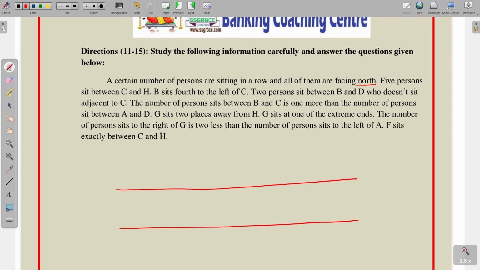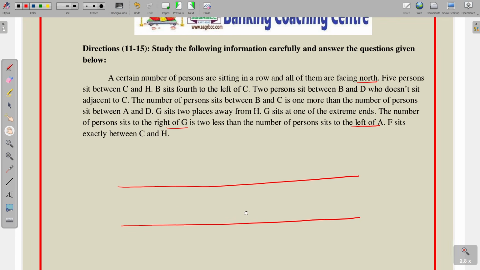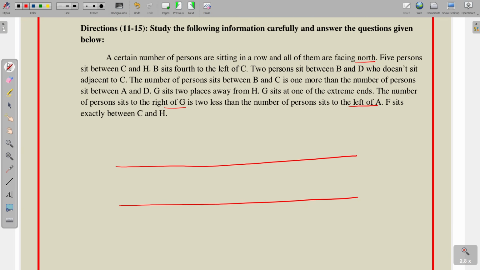persons sit to the right of G is 2 less than the number of persons sit to the left of A. F sits exactly between C and H. So it is the uncertain puzzle we have.